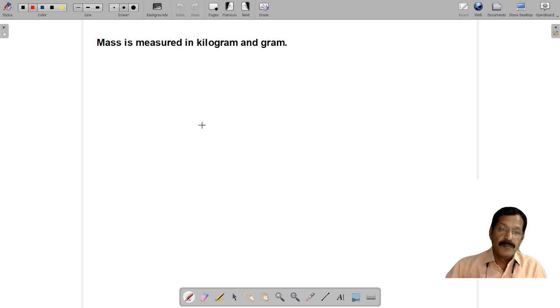Next, mass, otherwise weight. Mass is measured in kilogram and gram. Mass means weight. So what is the relation between kilogram and gram? We may write 1 kg. 1 kilogram is equal to 1000 grams. So this is the relation between kilogram and gram.